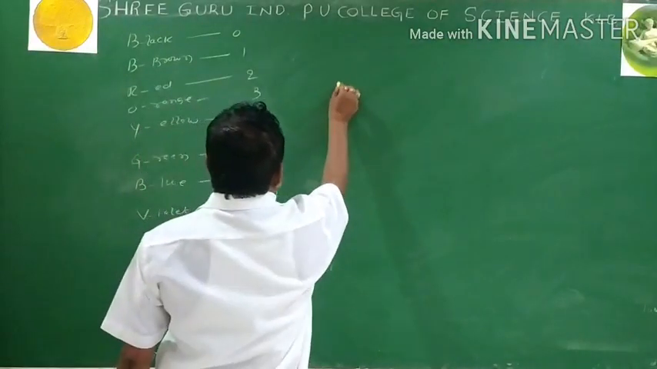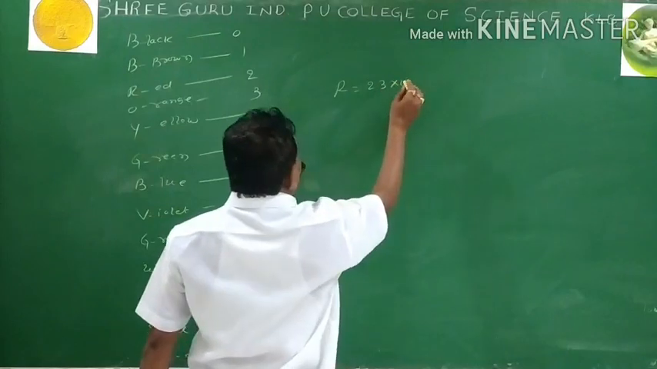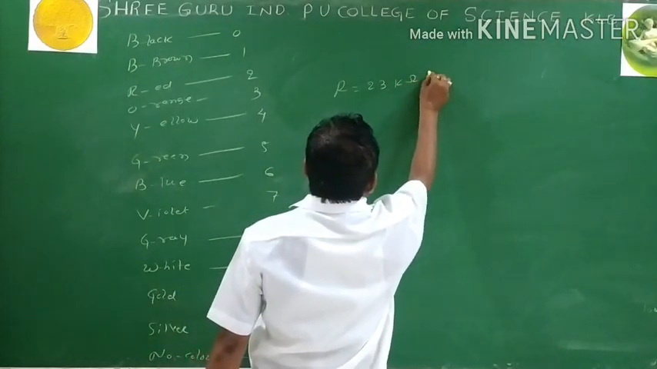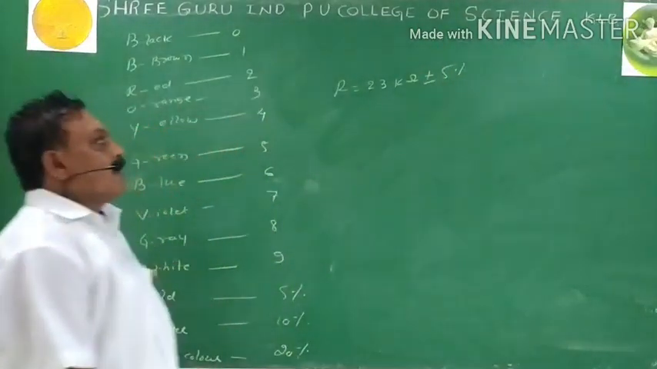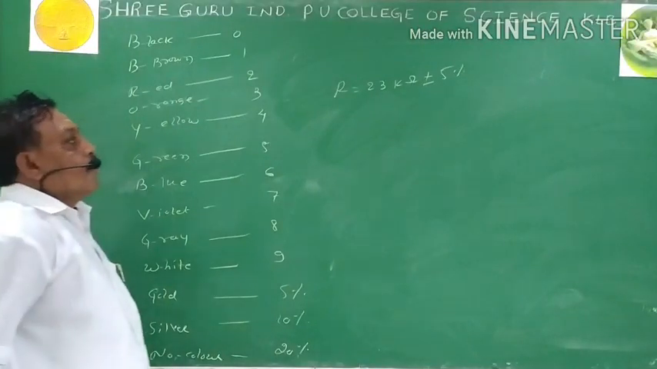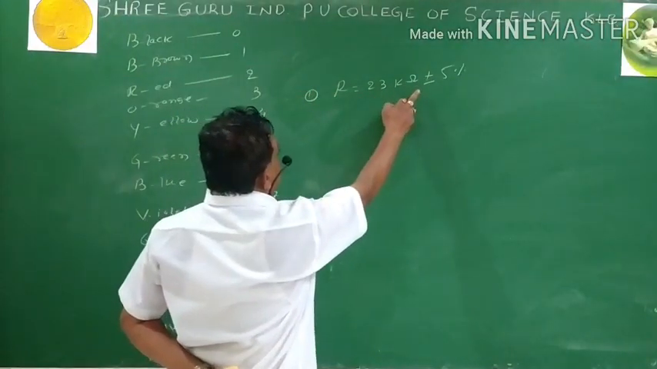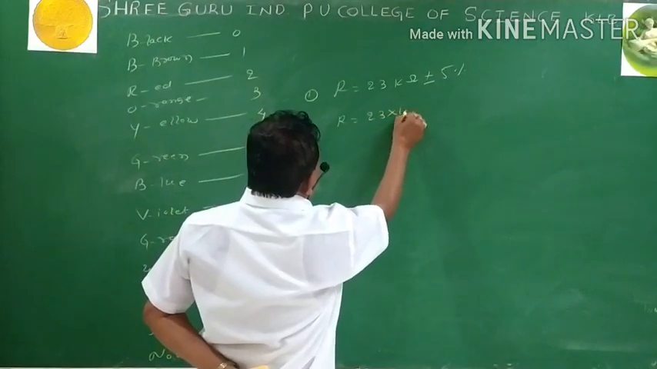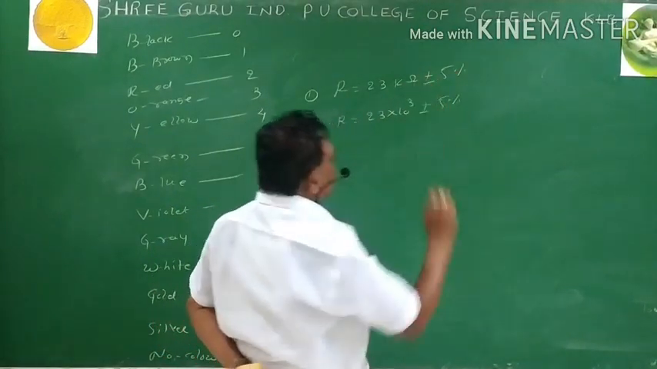The value of the resistance is 23 into 10 to the power of 3, that is 23 kilo ohm plus or minus 5%. Then what is the color sequence on the resistor? So, now this is our given problem. R equals 23 kilo ohm plus or minus 5%. Then I can write it systematically. Kilo is nothing but 10 to the power of 3, plus or minus 5%.